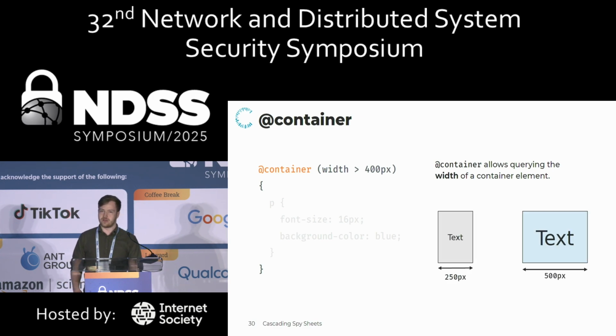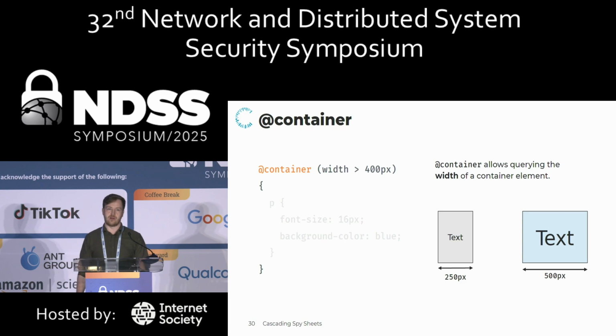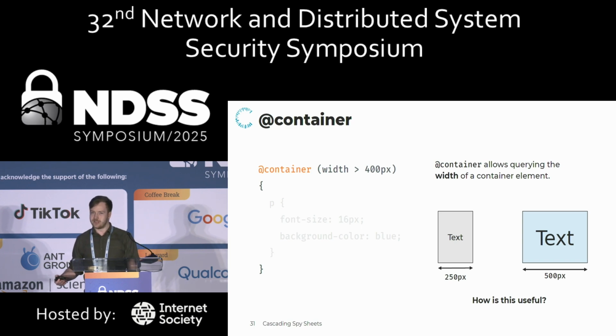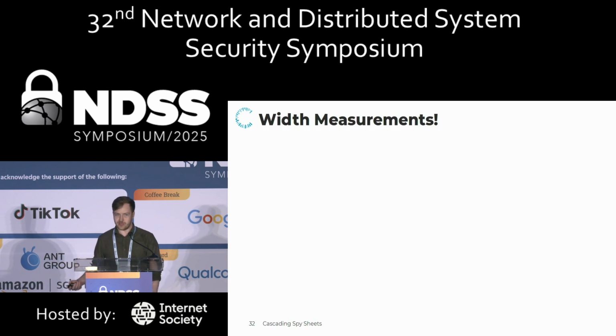What this is usually used for is to have buttons or elements that basically style themselves depending on their size. For example, here, if you have a width greater than 400 pixels, then you make the font size larger, or you, for example, change the background color. So the big question, of course, is how is such a width measurement primitive useful? With width measurements, you can do a lot of things.